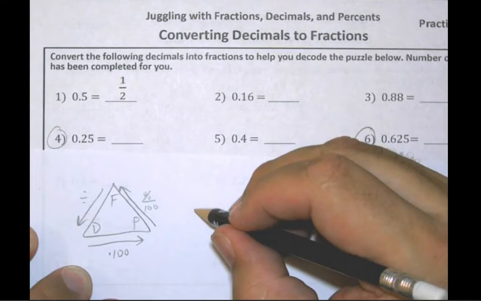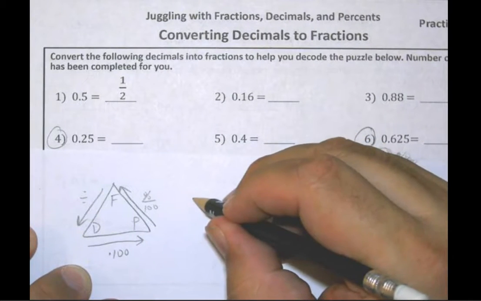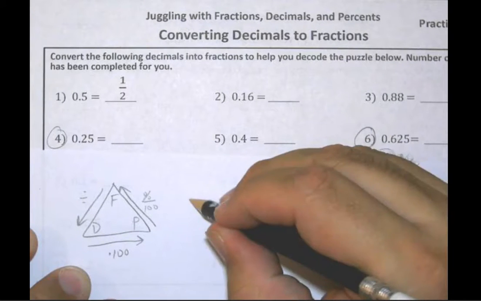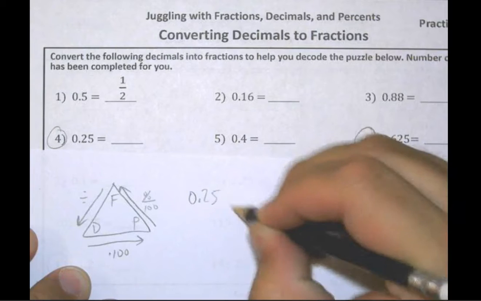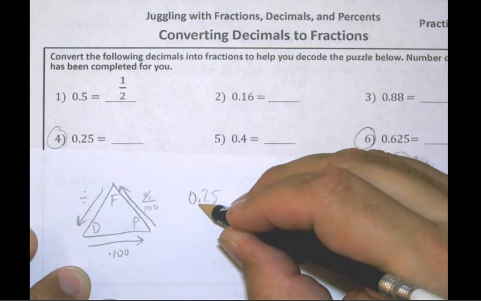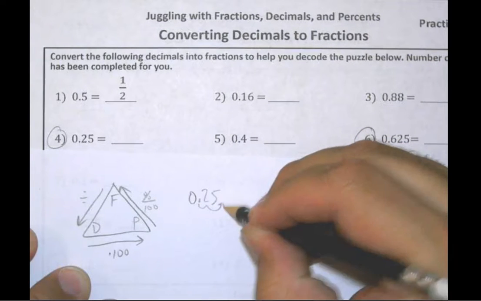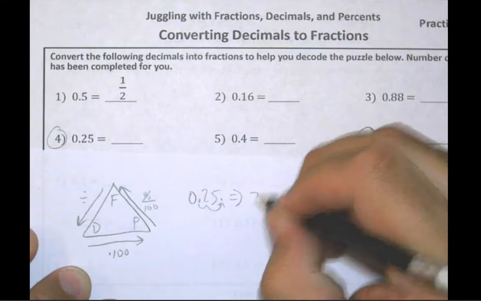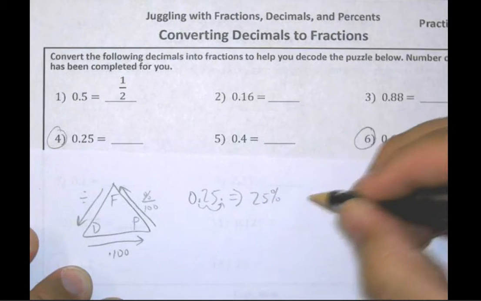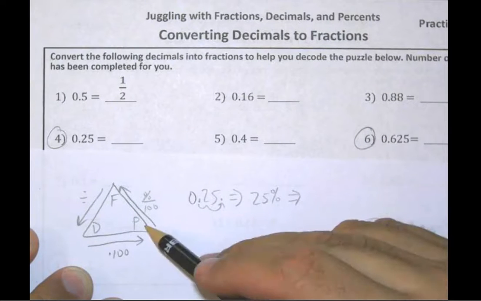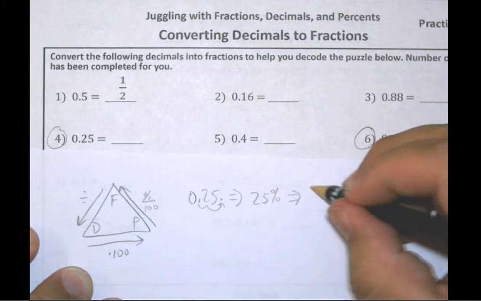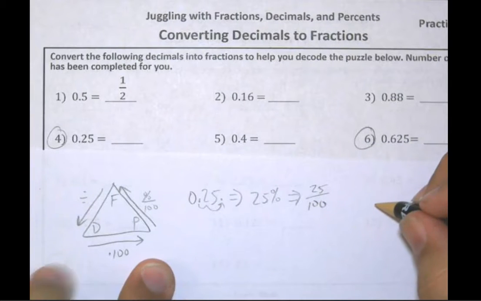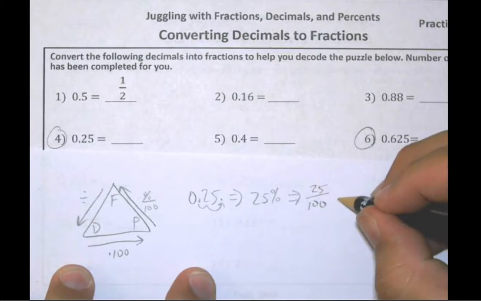So 0 and 25 hundredths. To get it from a decimal to a percent, I need to multiply by 100. So if I have 0.25 multiplied by 100, as you know, we're going to move the decimal twice to the right, and that's going to become 25%. Take that percentage, and in order to get it from a percent to a fraction, put that number over 100. So now I have 25 over 100, and from there I can simplify.